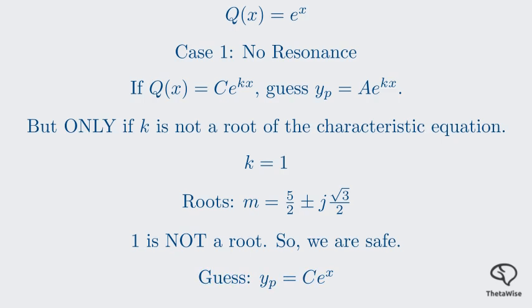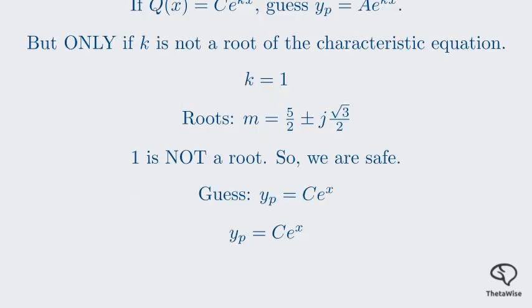To find c, we need to plug this guess, along with its derivatives, back into the original non-homogeneous equation. This will give us an equation we can solve for c. First, let's find the derivatives. If y sub p is c e to the x, then its first derivative, dy over dx, is also c e to the x.